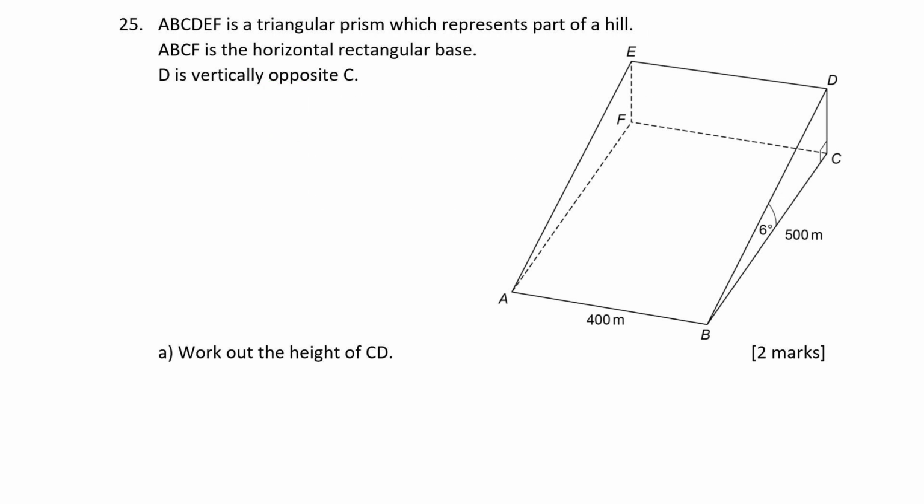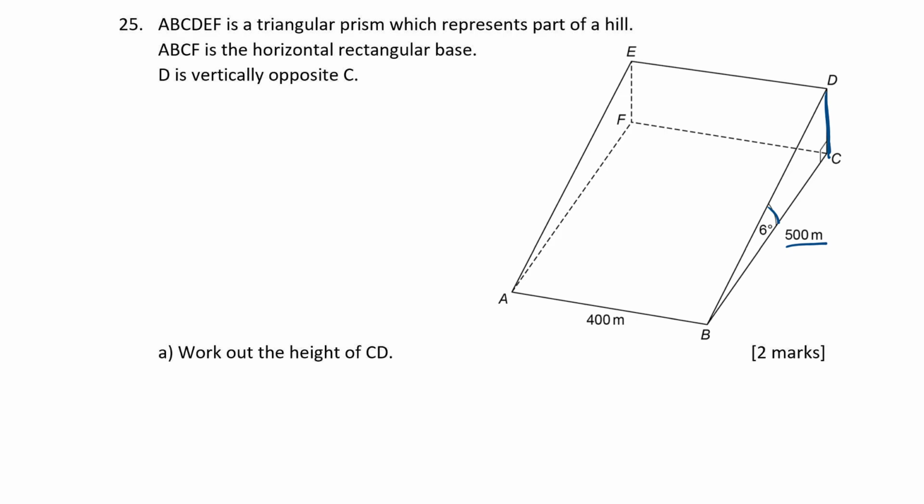Question 25. ABCDEF is a triangular prism which represents part of a hill. ABCF is the horizontal rectangular base. D is vertically above C. Okay, so it's a right angle triangular prism then, isn't it? So work out the height of CD. So we need to find this distance here then, don't we? Which is the height of this triangle. Now I know that this distance is 500 and this is 6 degrees.